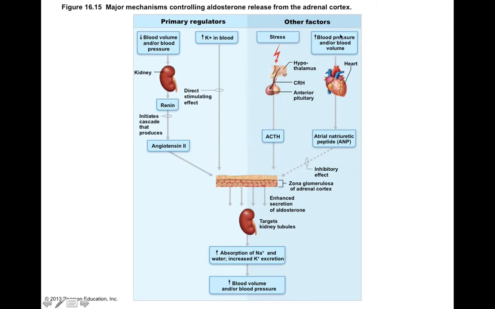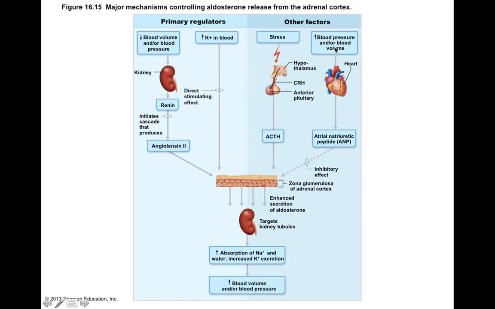Now, over here, what we see is not an effect that leads to the release of aldosterone, but rather the inhibition of aldosterone. Remember that aldosterone leads to an increase in blood pressure and blood volume. Therefore, if our blood pressure and blood volume were high, you'd want to inhibit aldosterone from being released.